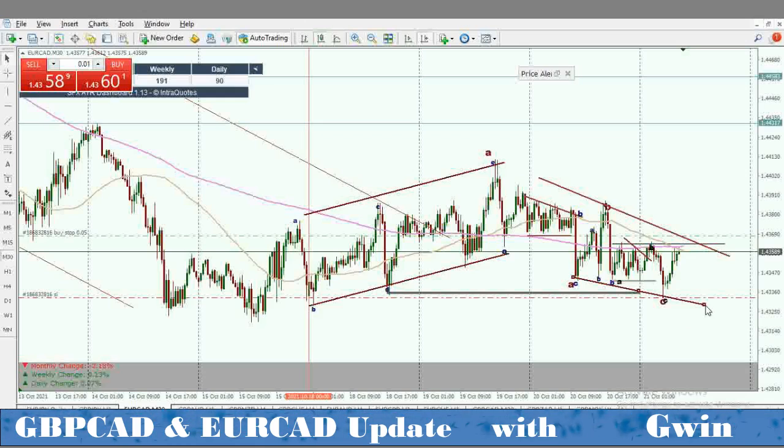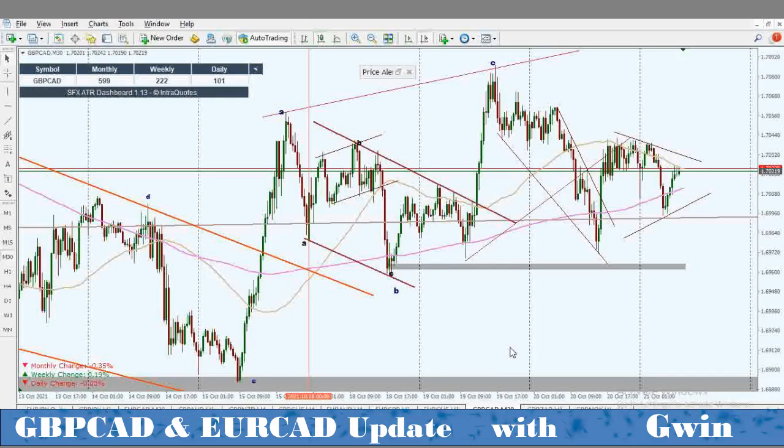Okay, so we'll just take a little look at the GBPCAD. What else is happening with the GBPCAD? So I spoke about this move here that I want to see a correction. So we want to see a correction.